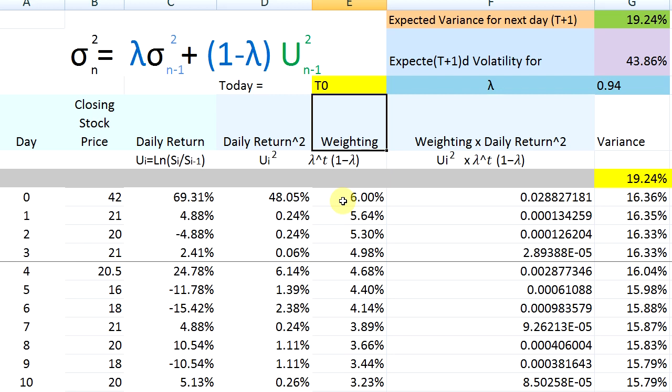Remember, you don't use the exponentially weighted moving average model, for example, when you're trying to calculate regulatory capital. These are for risk managers just to estimate what would be your volatility next day or in next 10 days, etc.